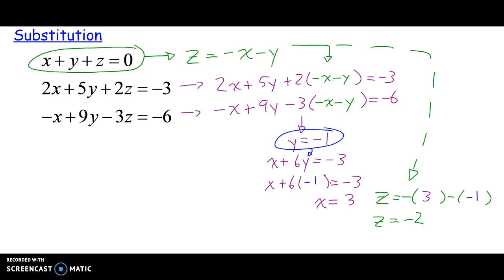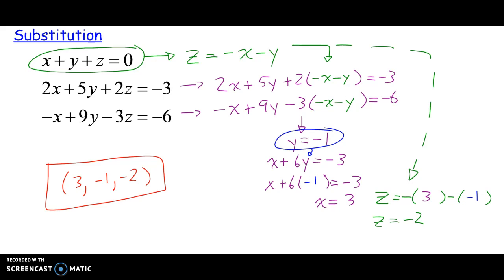Please don't forget that with these problems, your answers have to be in point notation. So I would expect your answer to look like this: 3, negative 1, negative 2. Parentheses around it, comma between the coordinates of the answer. Make sure you write your answer in point notation.